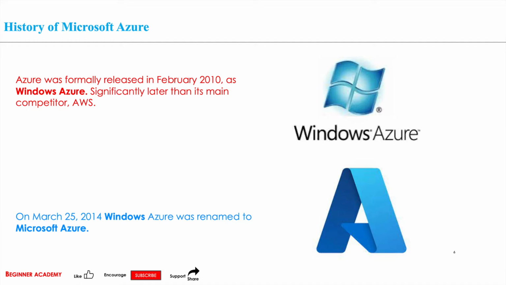The next bit of history is March 2014. Microsoft thought that the name Windows Azure appeals only to Windows, and hence it renamed it to Microsoft Azure. That was in the year 2014.